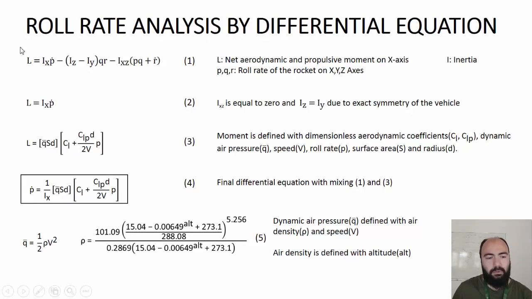So this is the famous Newton-Euler equation for the rate. If you do the calculations, and the details are in the paper, we have this first order differential equation of the roll rate.